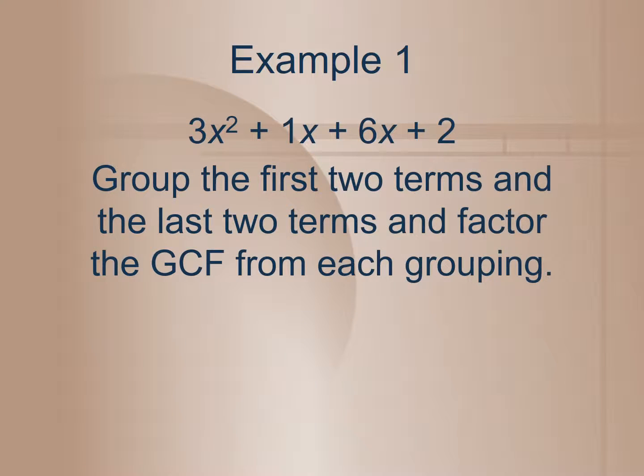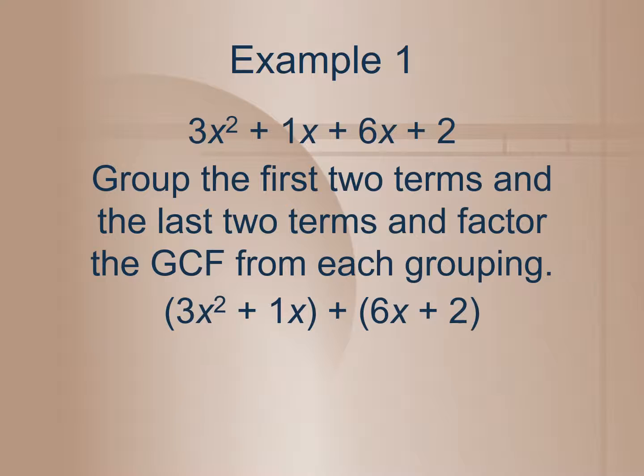So from there, I group the first 2 terms and the last 2 terms, and I factor out the greatest common factor. So this is what we ended up with in the last slide. I group my first 2 terms together, and I group my second 2 terms together. Now that I've done that, I want to factor 3x squared plus 1x.